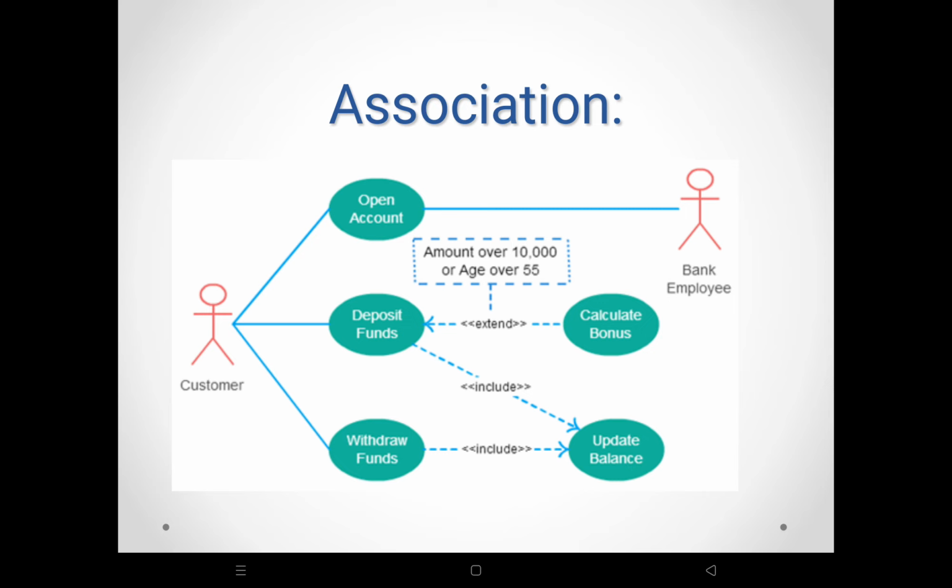Whenever you are depositing an amount, immediately your account will be updated, your balance will be updated. It's a must, it's mandatory. So whenever a customer deposits a fund, the balance is updated immediately. It's mandatory. In that situation you can use include. For extend, the use case is not mandatory. Calculate bonus is not applicable for all the customers. Only if the customer age is over 55 or the customer deposit amount is greater than 10,000, the bonus will be calculated.